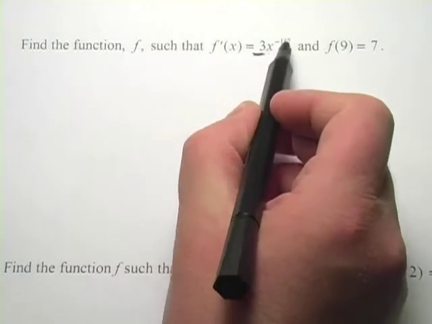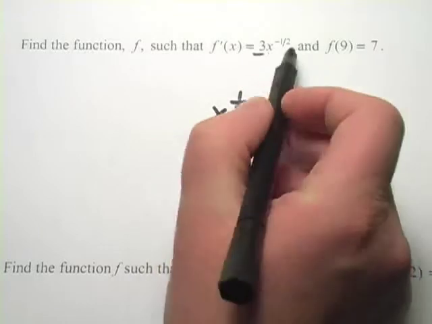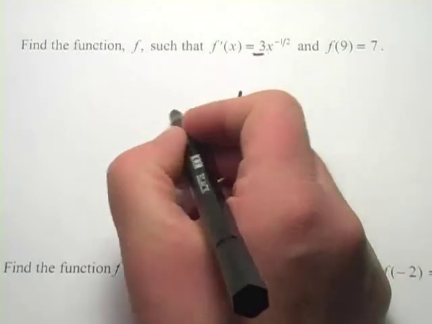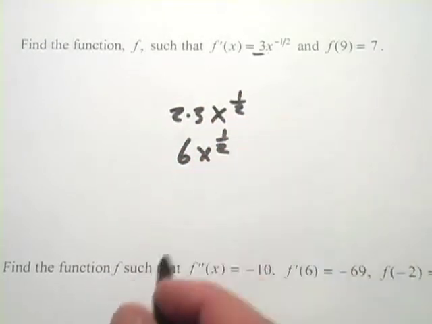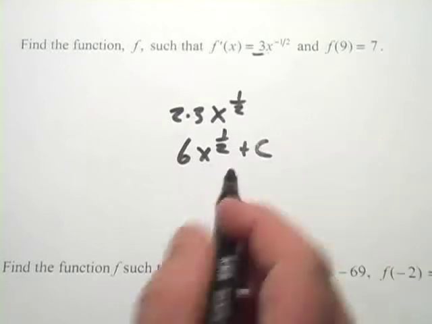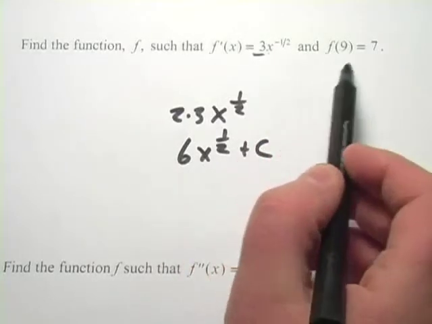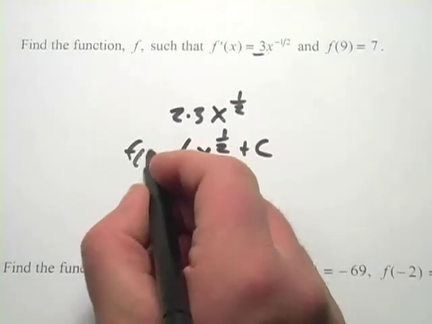Remember, we raise the power here by 1, so this would be x to the positive 1/2. And then we multiply by the reciprocal, so this 3 is going to be multiplied by 2. So we have 6x to the 1/2, but remember, we have to add in that big C because any constant could be added there. And that's where this information is going to come in handy. This is our function, f of x.